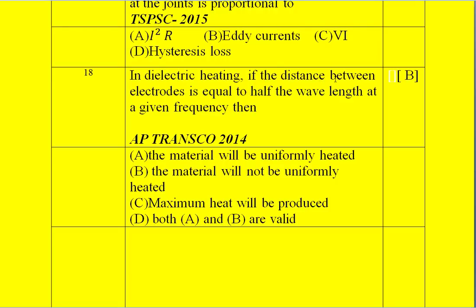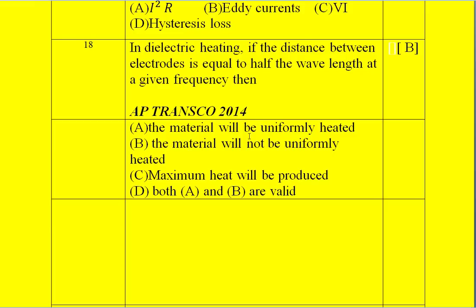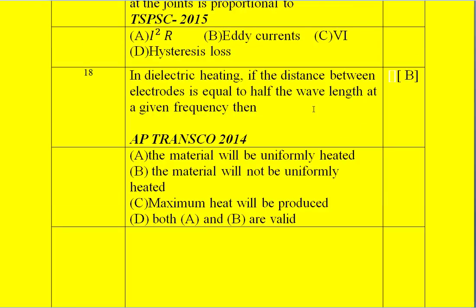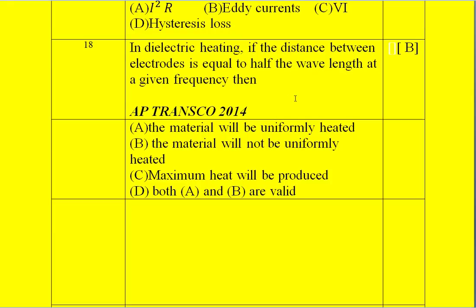In dielectric heating, if the distance between the electrodes is equal to half the wavelength at a given frequency, then: A, the material will be uniformly heated. B, the material will not be uniformly heated. C, maximum heat will be produced. D, both A and B are valid. Remember here, when the thickness of the dielectric material is large, automatically the material will not be uniformly heated. So B is the right answer.